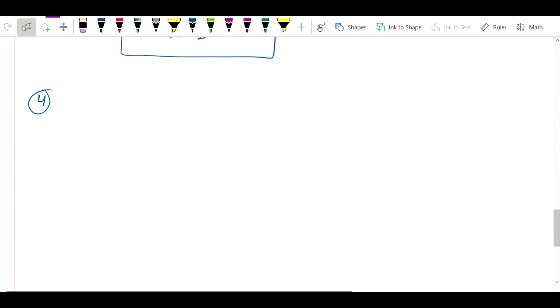So let's do the last problem, number 4. We want to write a series for e to the negative x squared, at least write the first 3 non-zero terms of that. So recognize that e to the x is equal to 1 plus x plus x squared over 2 factorial plus dot dot dot, but I just need the first couple of terms.